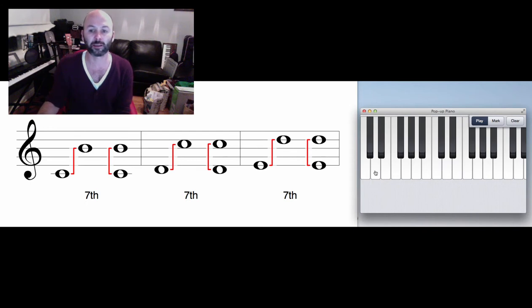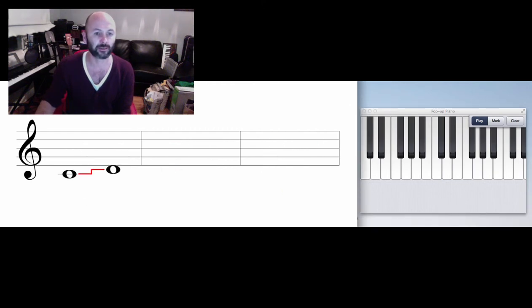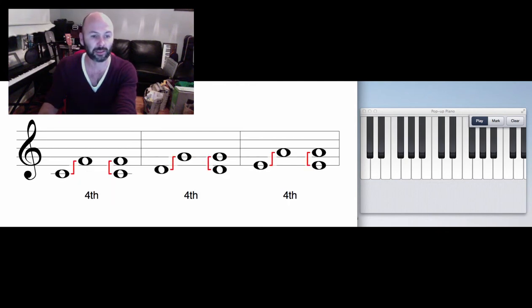So C is 1, D is 2, E is 3, F is 4, G is 5, A is 6, B is 7, and C is 8. If we look at them on the staff, they look like this. A second just goes up to the next line if you're in a space, or space if you're in a line, and then we just continue all the way up in exactly the same way we did when we were creating major scales.